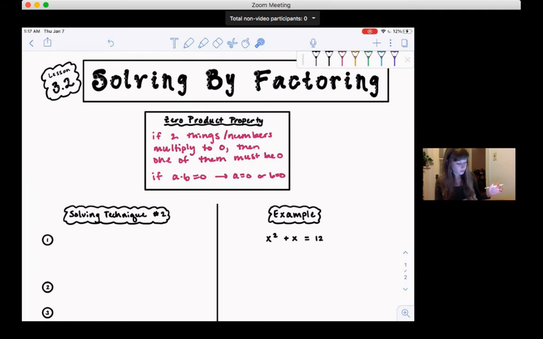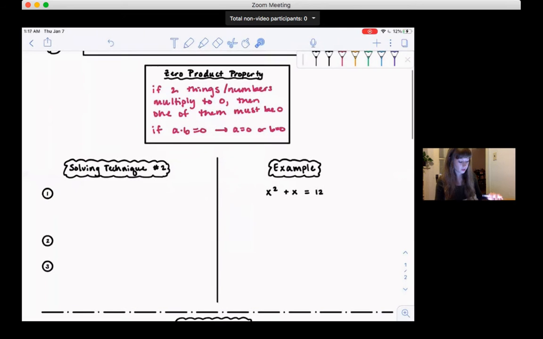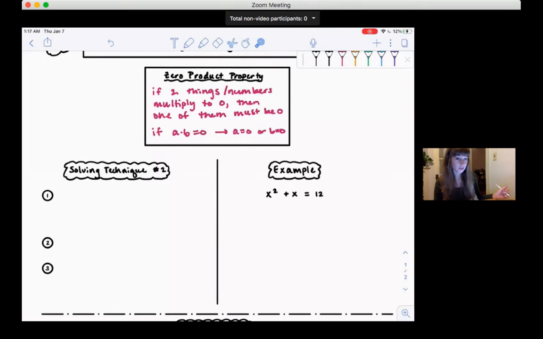Okay, so that might seem a little weird. Why are we talking about that? It's going to be a step in our solving process. So let's keep this in our mind, and then I'm going to explain our solving technique with factoring. Zero product property is going to come up in there. As I explain the technique, I'll do an example.